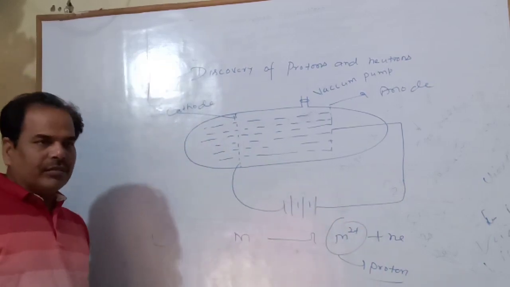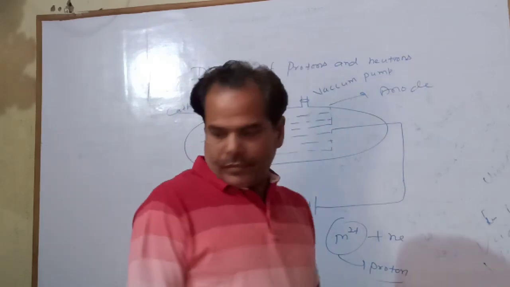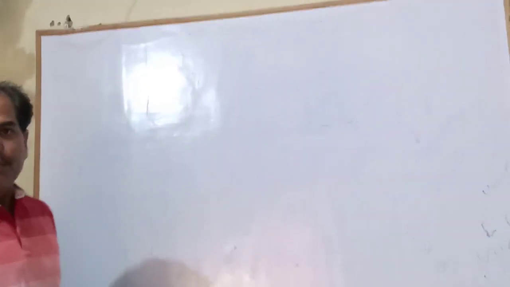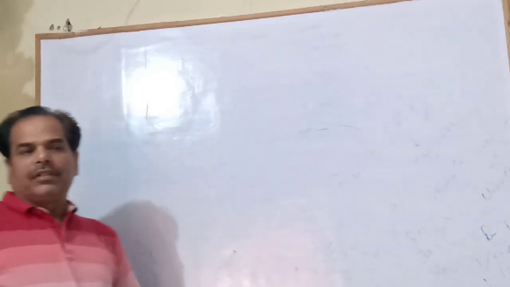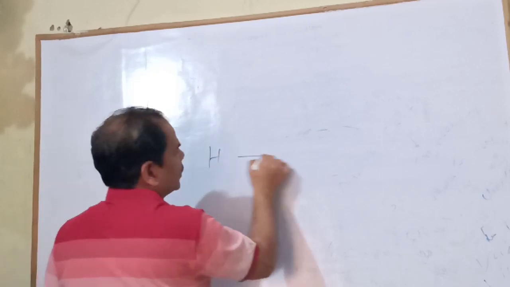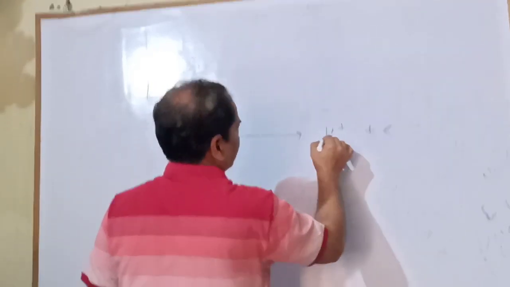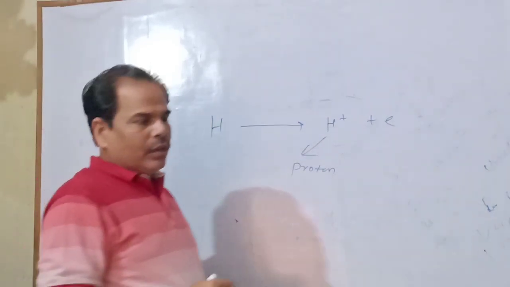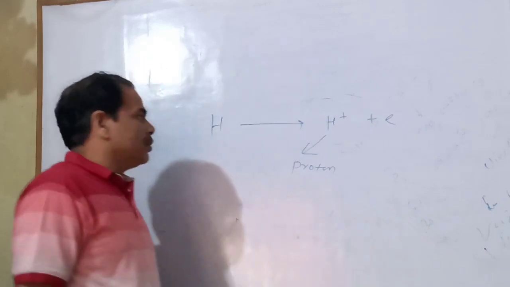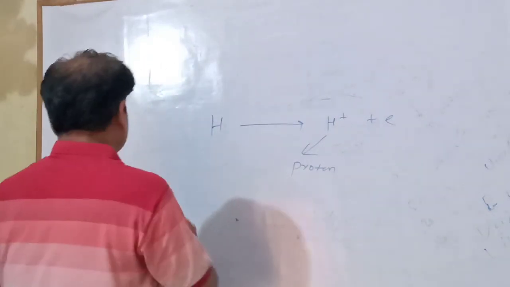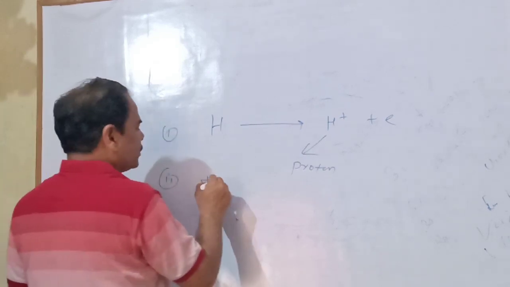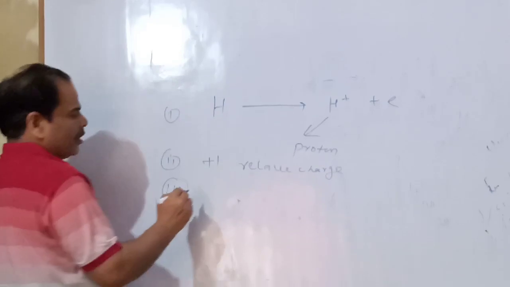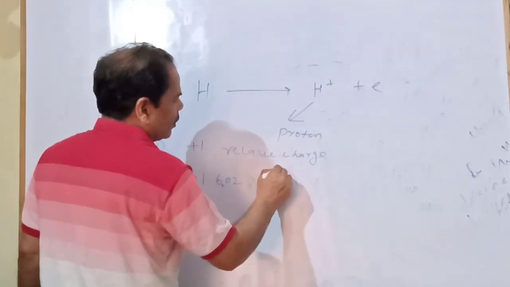Now we shall discuss the characteristics of protons. Protons are produced due to the ionization of hydrogen atom. This is proton. Second, proton has +1 relative charge. Its absolute charge is 1.602 into 10 to the power minus 19 coulomb.